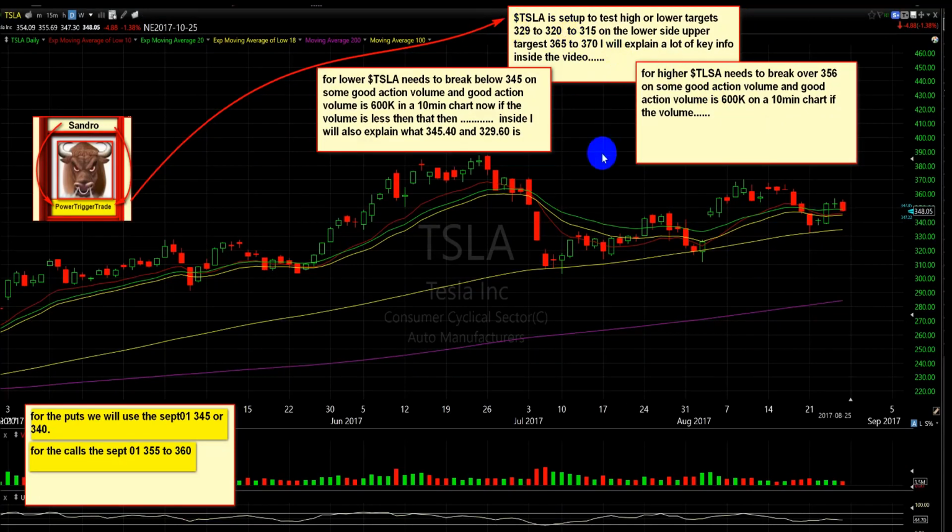So Tesla is set up to test higher or lower targets. For the lower targets, 329 to 320 to even 315. But first things first, these are possible targets. I'm just saying, just possible, okay? The lowest end being here, and of course on confirmation. On the upper side though, it's not as much, but we can still go to 365 to 370.